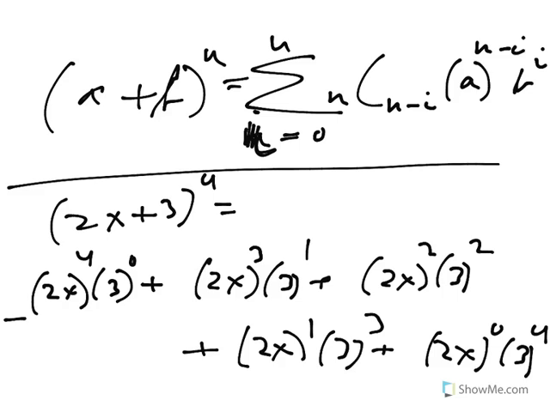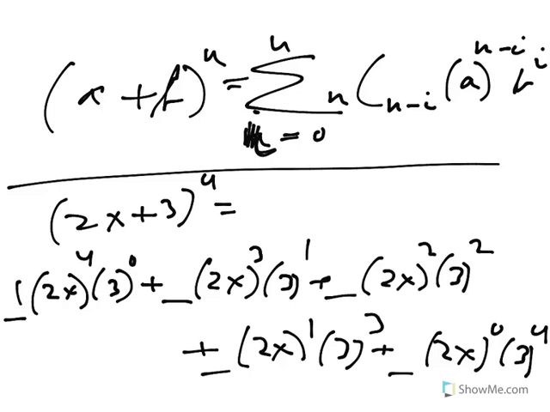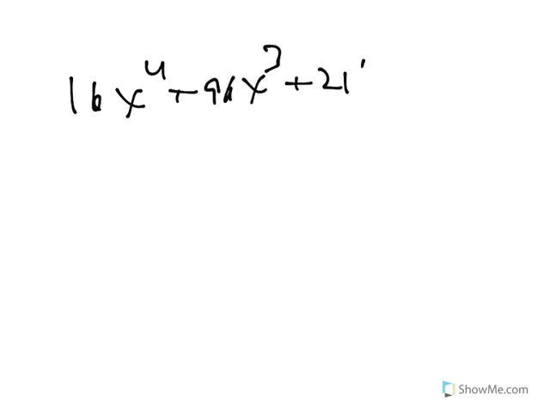And the coefficients are 4C4, 4C3, 4C2, 4C1, 4C0. Which from Pascal's triangle, if I want to go 1, 4, 6, 4, 1 is the next row. And then we can put these all together. When we combine like terms, we end up with 16 x to the 4th plus 96 x cubed plus 216 x squared plus 216 x plus 81.